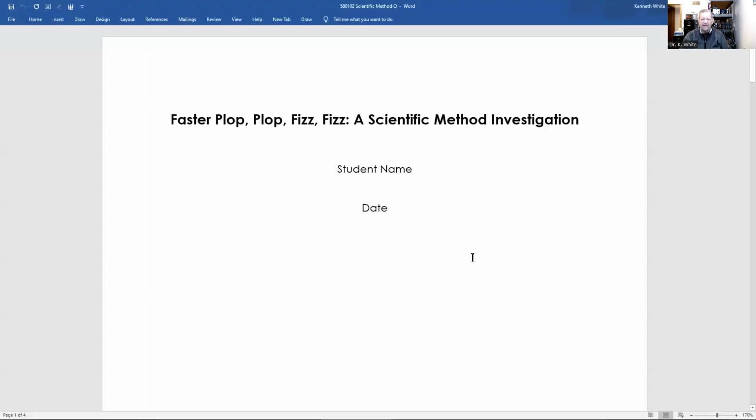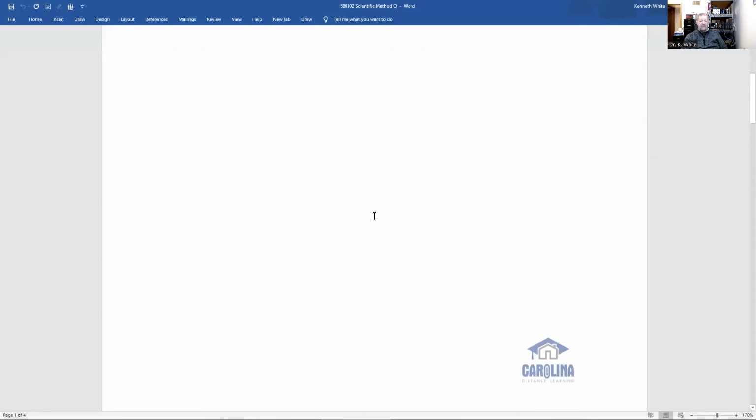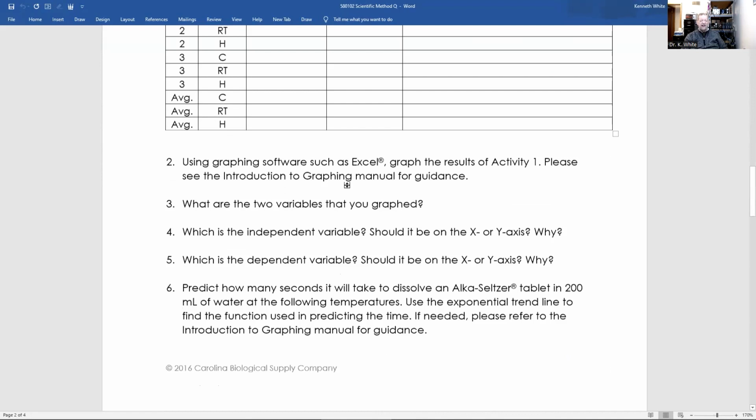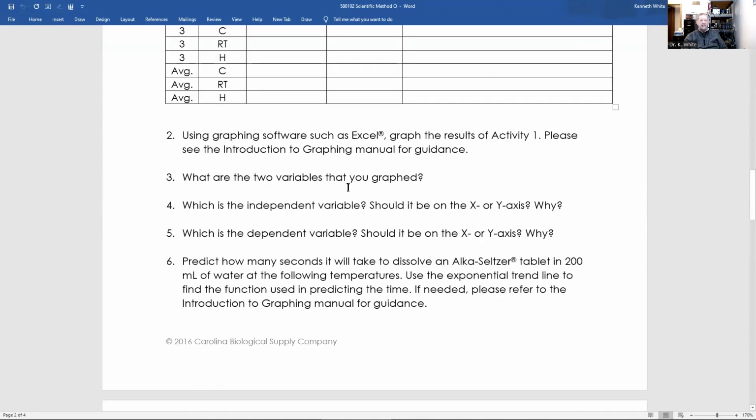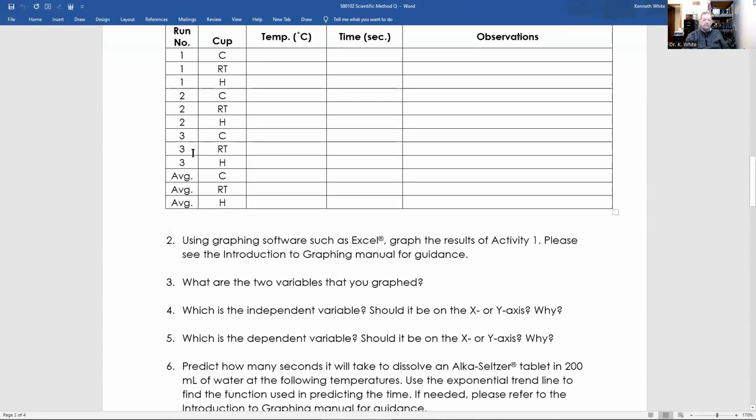Now, if we look at the scientific method of scientific investigation, method Q, you put your name and date. Here's your data. Here are the questions. You have to graph this. And graphing, you'll do the average. You'll have on the x-axis time and on the y-axis temperature.